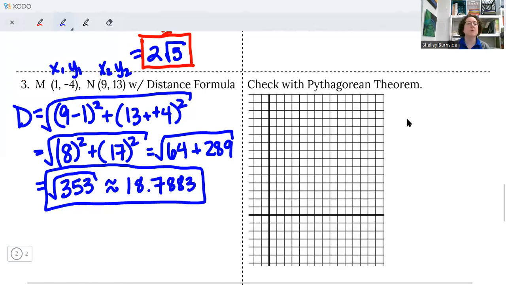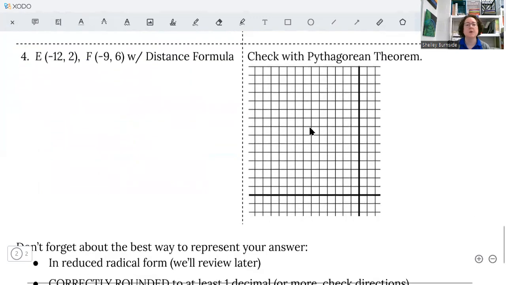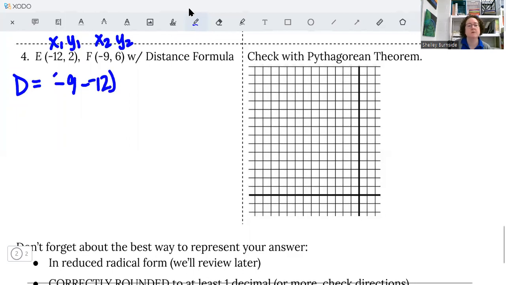Alrighty, last problem, number 4. Sorry, trying to exit from the ink. There we go. So problem number 4. Again, x1, y1, x2, y2. This is one that I would definitely tend towards just using distance formula because you'll notice your values are pretty large. So you are going to have a little bit of a distance in between them, but that's okay. So your distance equals negative 9 minus negative 12 squared plus 6 minus 2 squared.